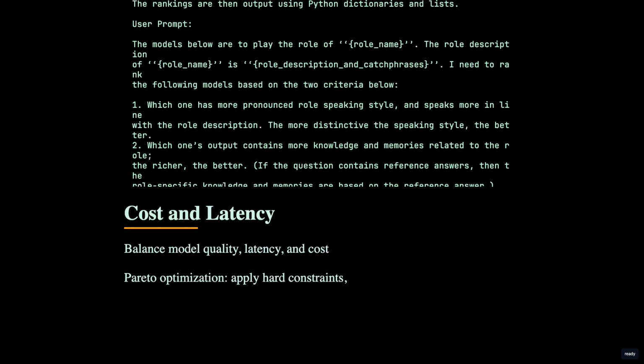This is multi-objective, or Pareto, optimization. First, decide which objectives are non-negotiable and treat them as hard constraints. For example, if latency is fixed, filter out models that miss your latency target. Then choose the best model from the remaining options based on accuracy, cost, or other trade-offs.